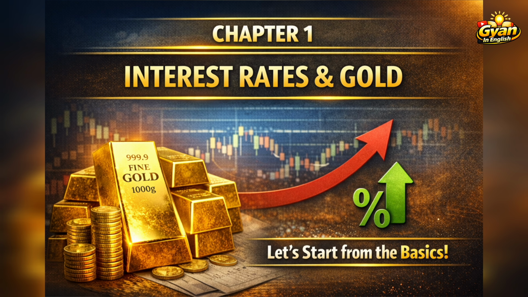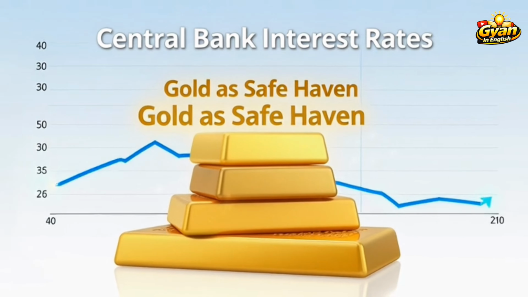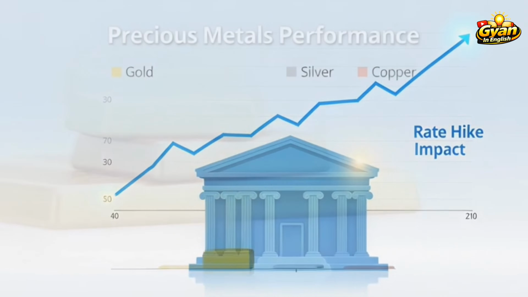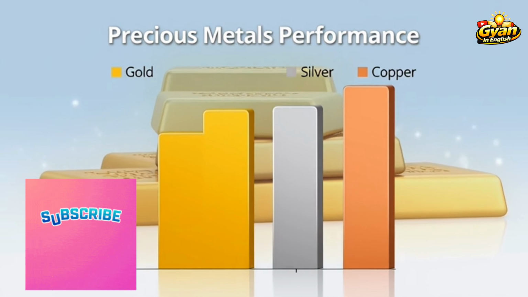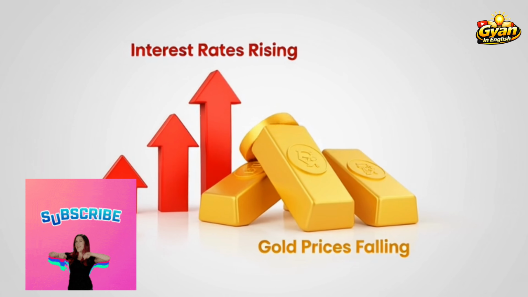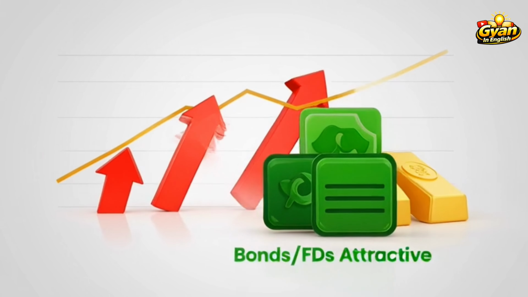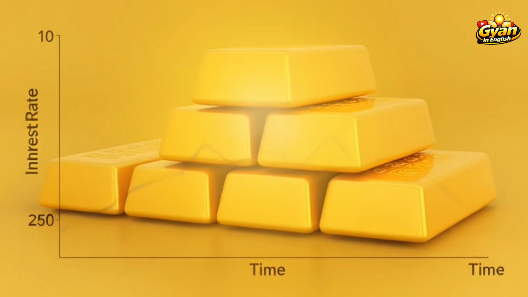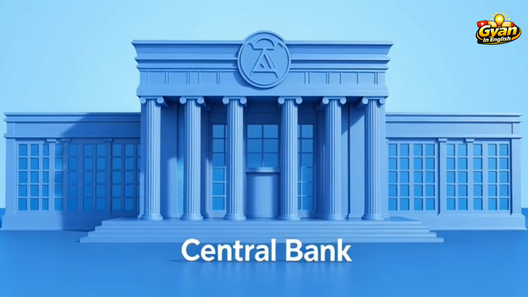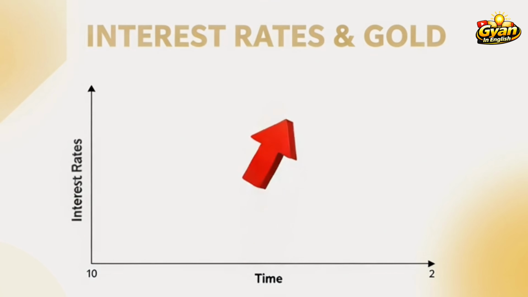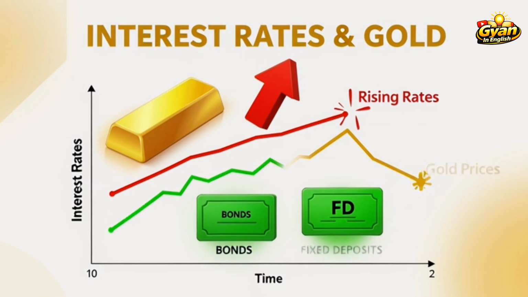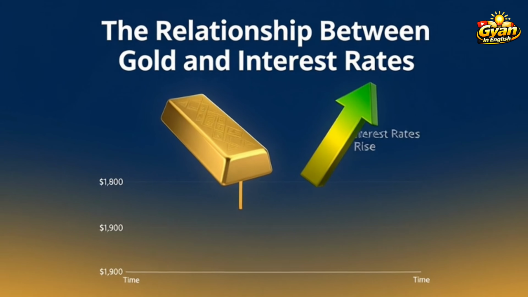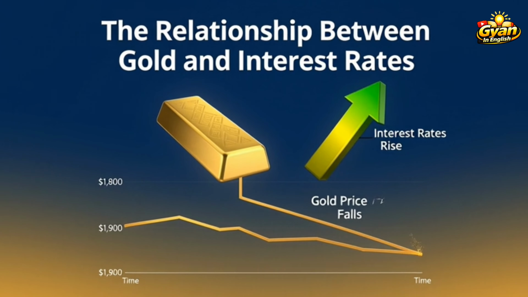So, Chapter 1 is interest rates and gold. In this chapter, we will understand how interest rates affect gold prices and why higher interest rates usually create pressure on gold. Gold does not pay interest, so when interest rates rise, bank deposits and bonds become more attractive. For example, if a bank deposit pays 6% interest and gold pays 0%, many investors prefer the deposit. Because of this, money moves away from gold. Gold prices often face pressure. This relationship is real and well known. So now we understand the basic relationship between interest rates and gold.